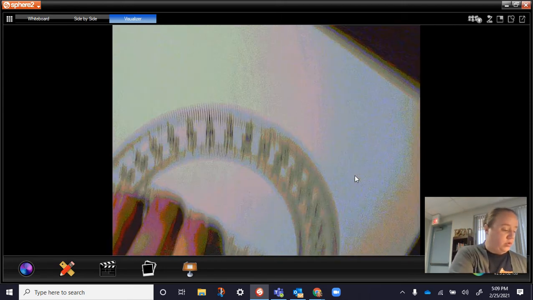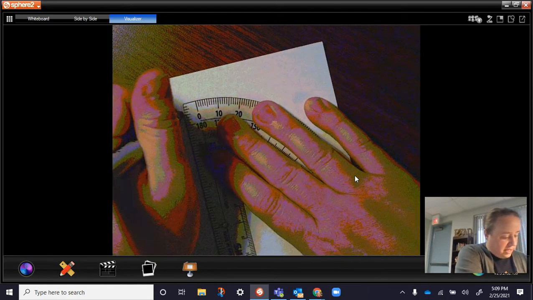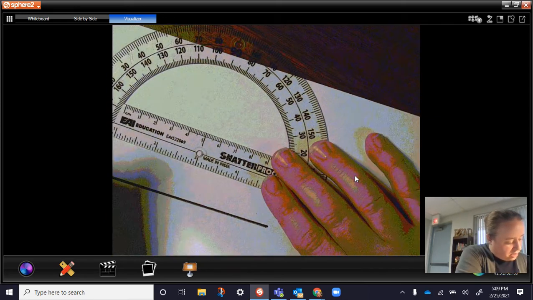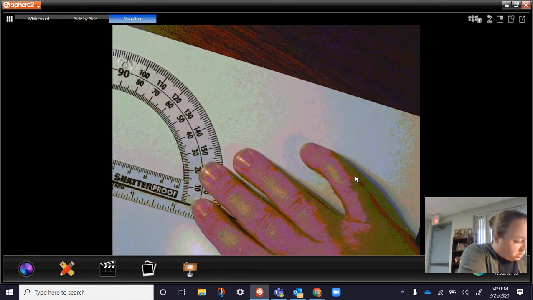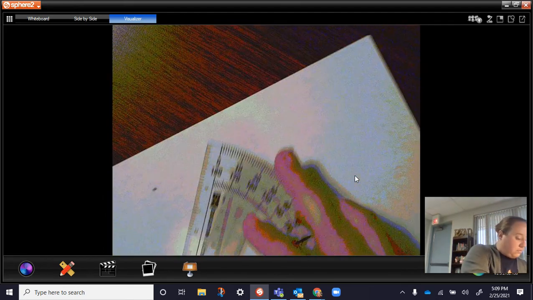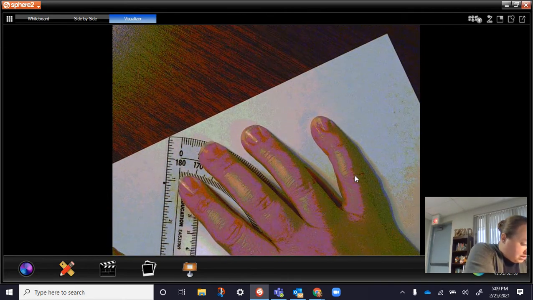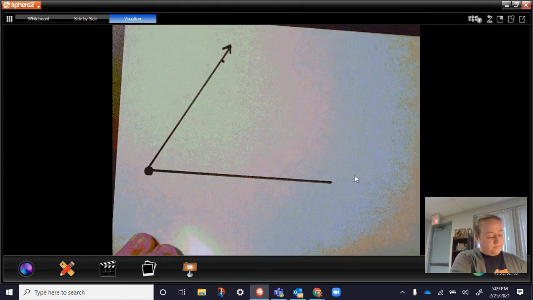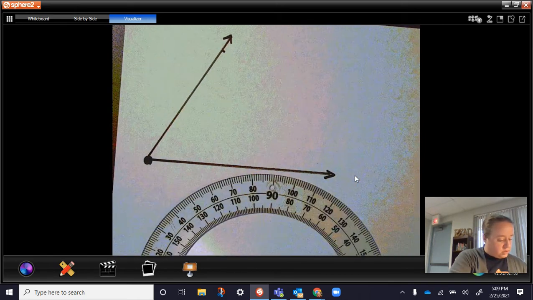So when we have an angle, so let me draw an angle on here. When we have an angle, angles can open up different ways. We can have them open up to the right, and we can have them open up to the left. So depending on which way your angle goes, your scale kind of depends on that. So this one is opening to the right.